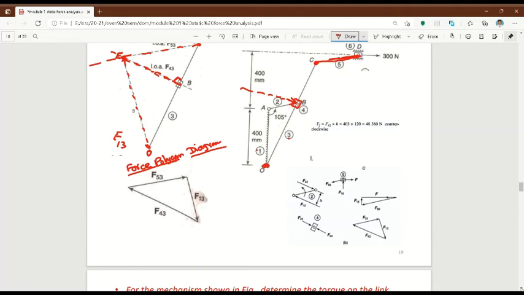F35 value I know, so first draw F35. For me it is 350 Newton, so I am drawing 3.5 centimeter. For you, whatever value you got, you have to scale it.